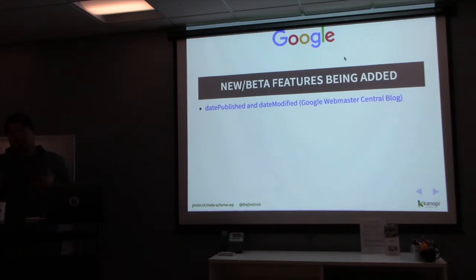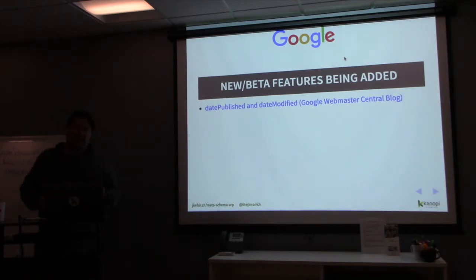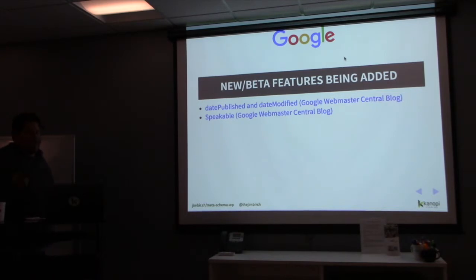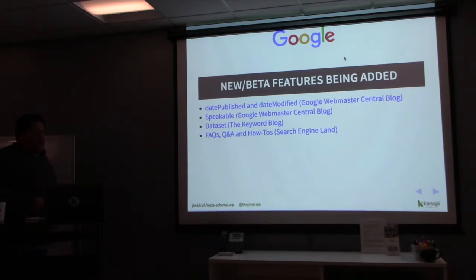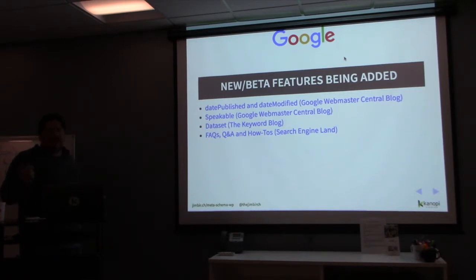In the search for fresh content, Google wants to be able to rank content that its webmasters are defining as new or updated. The speakable came out last summer. The data set, if you have a large data set, you can actually allow people to use Google to search inside of the data set. Facts, QA page and how-to, this was rolled out in the summer of last year.